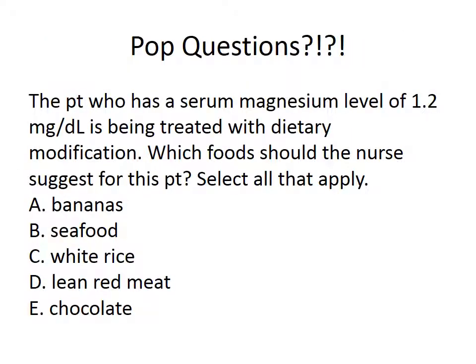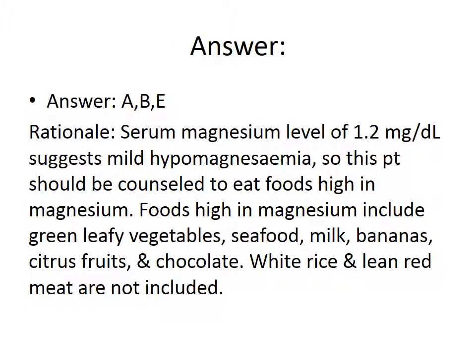A patient who has a serum magnesium level of 1.2 is being treated with dietary modification. Which foods should the nurse suggest for this patient? Select all that apply. A, B, and E. Serum magnesium levels of 1.2 suggest mild low magnesium, so this patient should be counseled to eat foods that are high in magnesium. Foods high in magnesium include green leafy vegetables, seafood, milk, bananas, citrus fruits, and chocolate. White rice and lean red meat are not included.